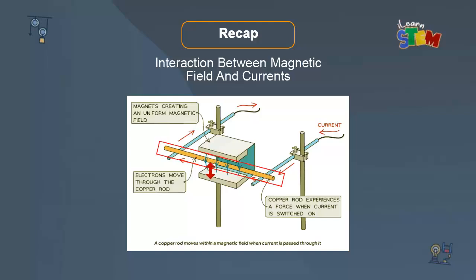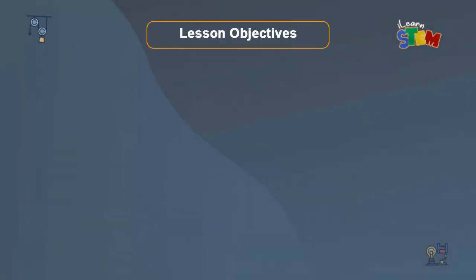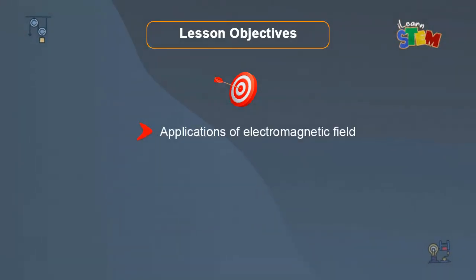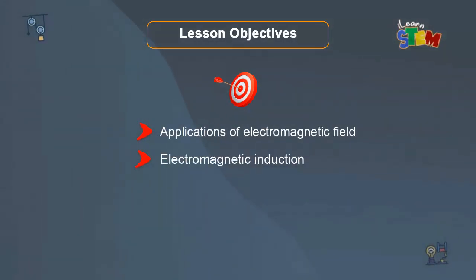When a current-carrying solenoid is placed in another magnetic field, it interacts with the external field, causing the solenoid to move, rotate, or attract nearby magnetic materials. This principle is what makes electric motors work. Today's objective is to explore the applications of electromagnetic field and electromagnetic induction.